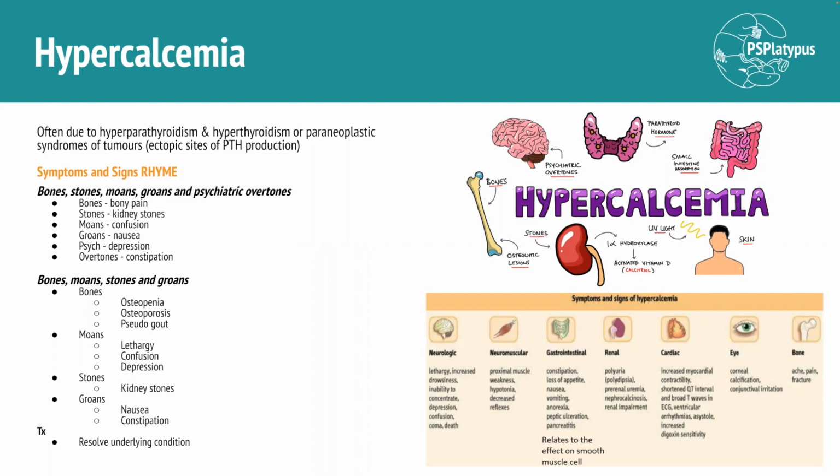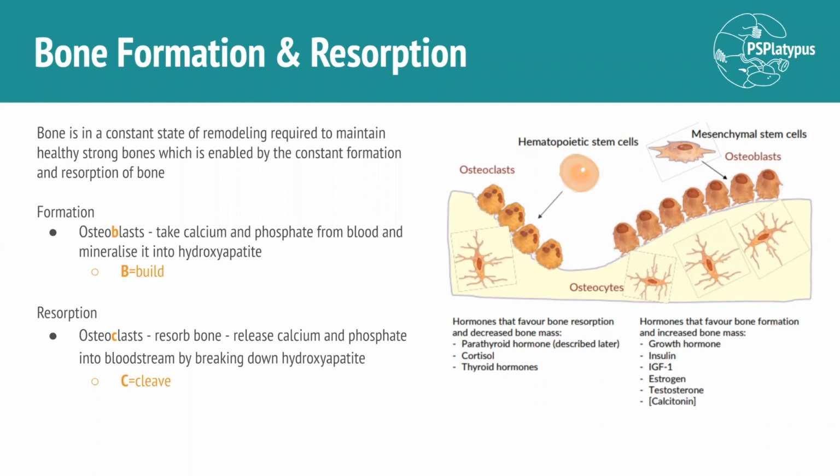A good way to identify hypercalcemia in patients is by using the rhyme bones, stones, moans, groans, and psychiatric overtones, which covers the main signs and symptoms that a patient might present with. The treatment of hypercalcemia is to resolve the underlying condition. Now we'll take a deeper dive into our bones and what happens there.